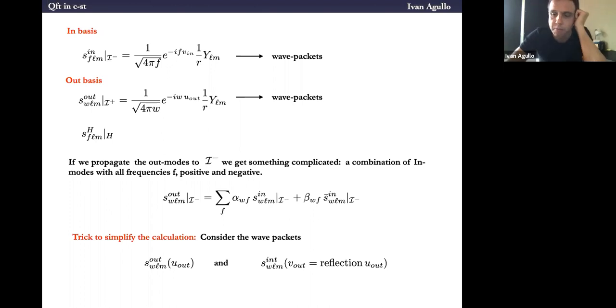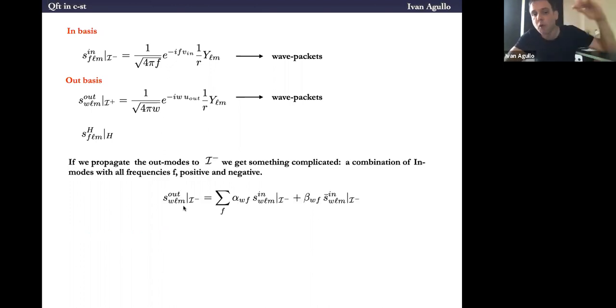So what I want to tell you is that if you propagate the out modes just blindly back in time, you are going to get an infinite combination of all frequencies in the in region. So you don't go to a single frequency. A single frequency out goes to infinitely many frequencies because frequency is not conserved, because the space-time is changing in time. So this is a mess, because this is not a two-mode to two-mode relation. This is a one-mode to infinitely many modes relation. So this is complicated. But there is a trick.